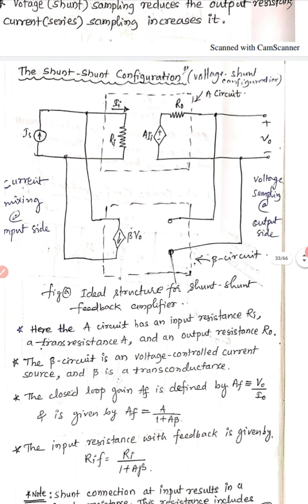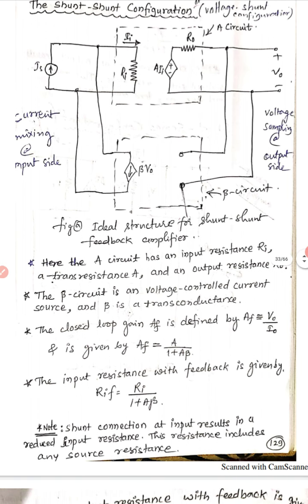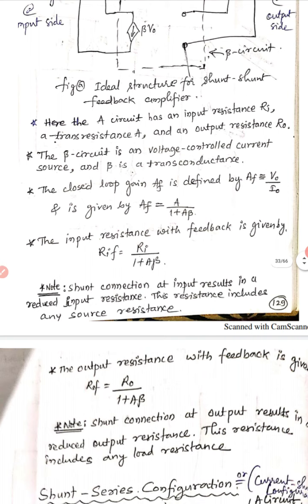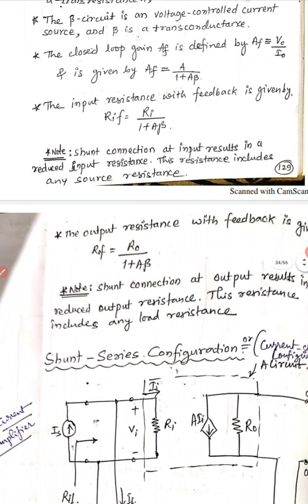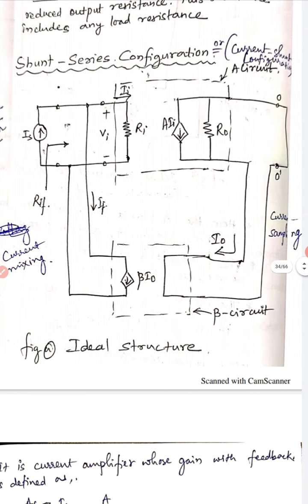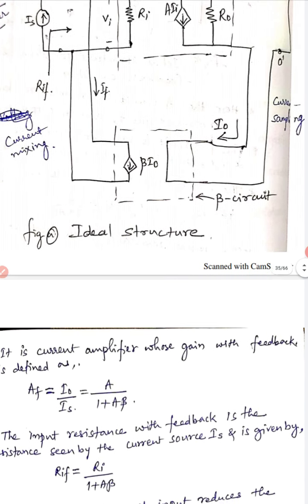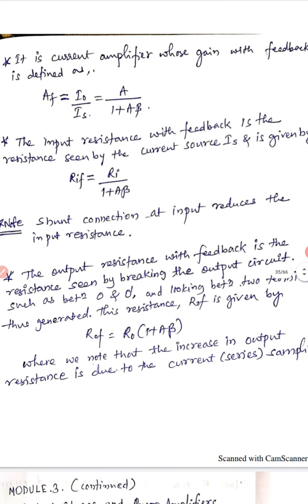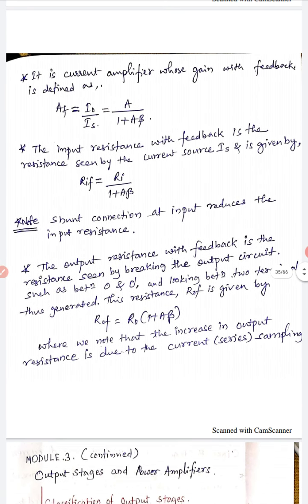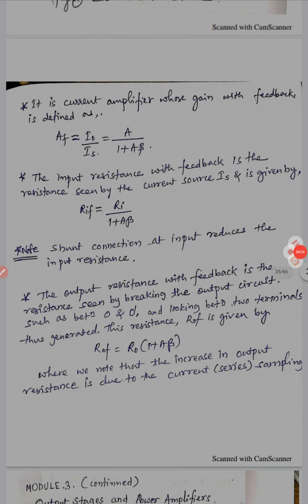The third one, the shunt configuration. Again, the same thing: the diagram, replacing the amplifier part and feedback path, and finding the RIF and ROF. And the last one is the shunt series configuration. This is your configuration type, replacing the amplifier and feedback path and writing the equations for RIF and ROF. Okay, this is all about your feedback types. I hope all of you understood.